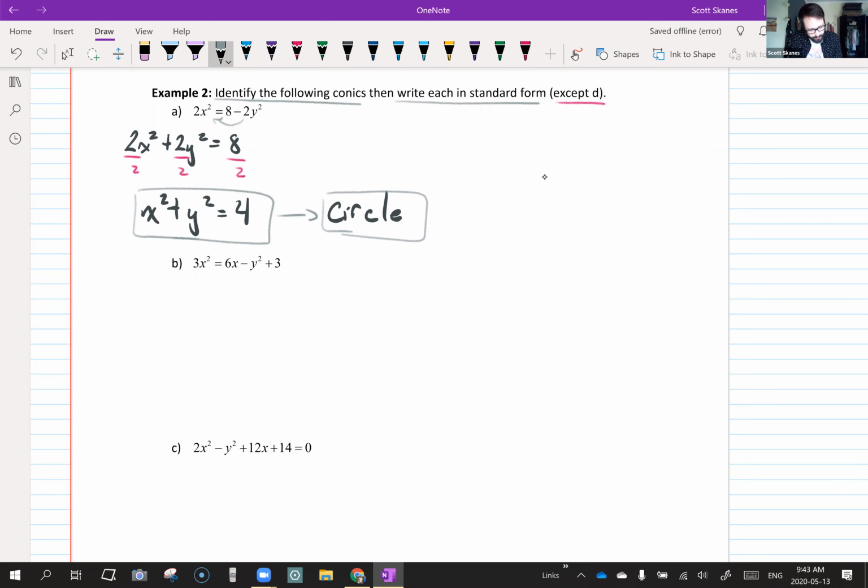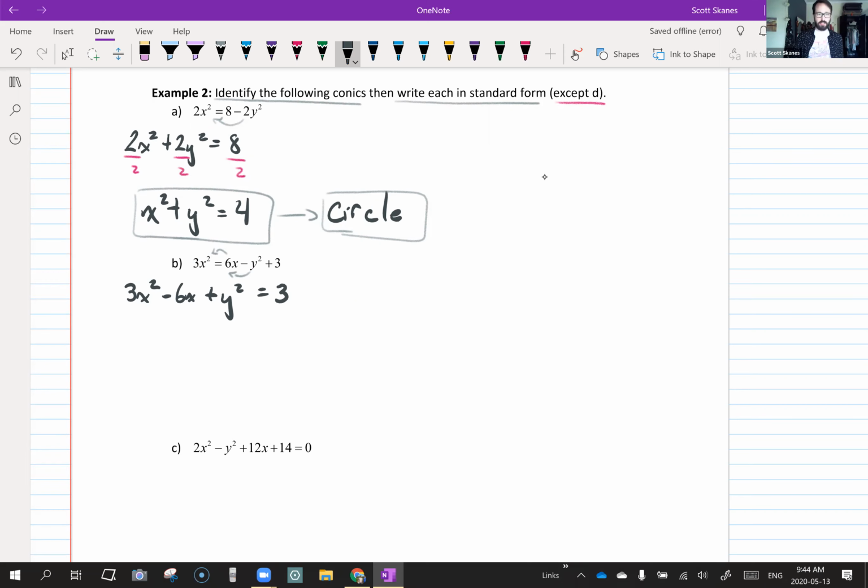I'm going to move my x's over, I'm going to move my y's over, and let's see if we can make a better guess. It's not a circle, and the reason it's not a circle is because I'm looking in front of the x squared and in front of the y squared. Those numbers are different. So it's not a circle. I have a feeling it's an ellipse, but let's go ahead and see. So this is 3x squared minus 6x plus y squared, and I'm going to leave that 3 over there.